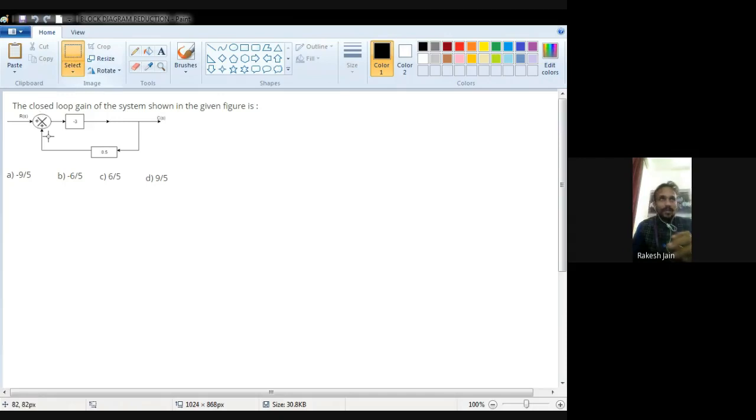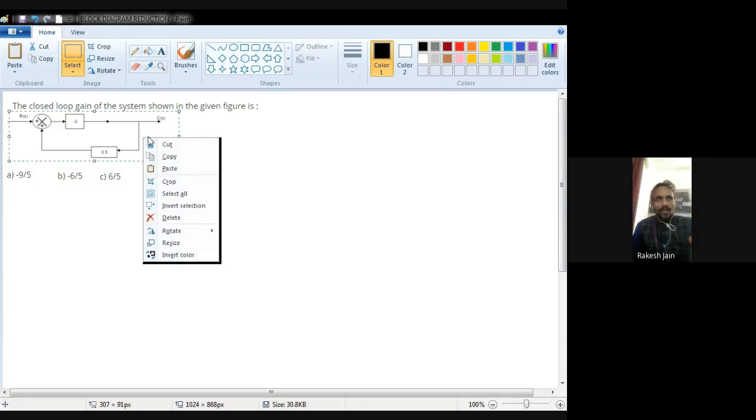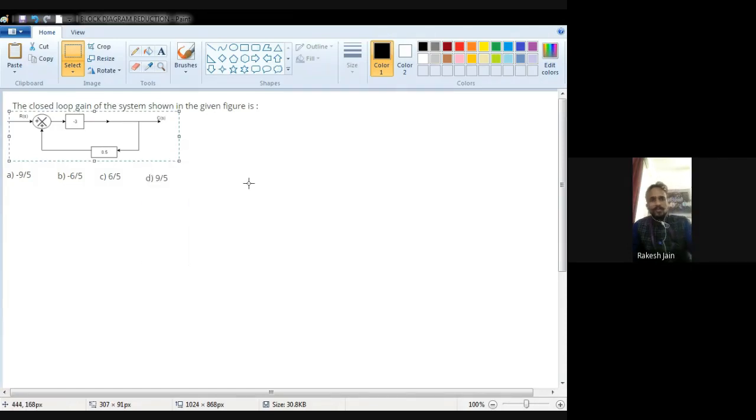So see very carefully. The question came in a competition exam related to the block diagram reduction technique. A very simple block diagram is given, and the question is what is the closed loop gain of the system. A system is given and 4 answers are given for the objective question. So let's suppose how we can solve this question. So I just paste this diagram once again.